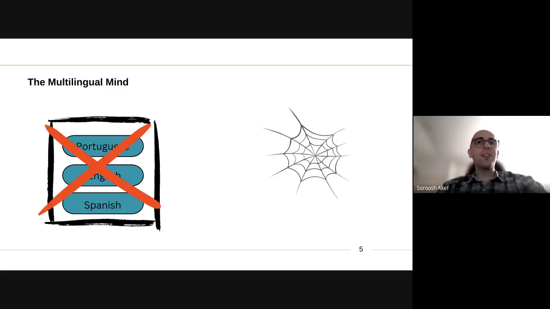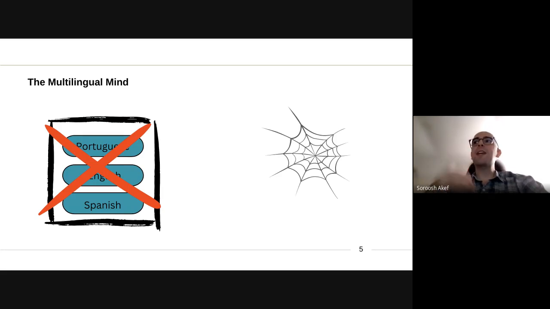Now we know that this assumption is false, and the multilingual mind looks more like this, where we have a web with every node being the constructions and words in all the languages you know. And whenever you learn a new language or a new word or structure in a new language, not only is that word or structure affected by all the other words or structures in your linguistic system, but it also affects the whole system and moves it slightly.